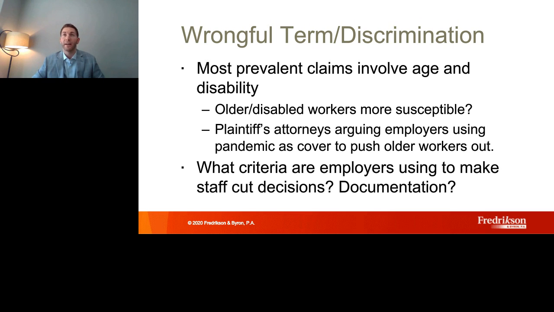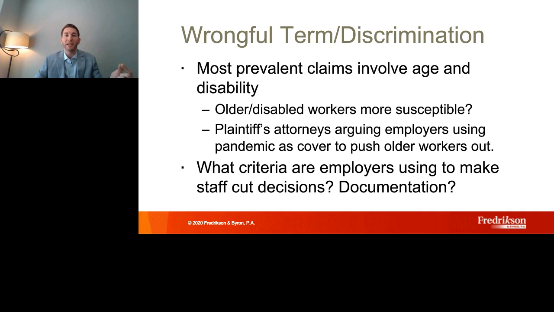And why is that? I frankly think, from what I've seen, employers are not intentionally discriminating based on age and disability, but that's not to say that isn't happening. Are employers thinking older disabled workers are more susceptible to the virus? They impose more of a liability if they were to catch it. At least some plaintiffs' attorneys are arguing that employers are using this as cover to push these higher paid older workers out and replace them with younger, cheaper labor. So that's at least some of the allegations that we're seeing.